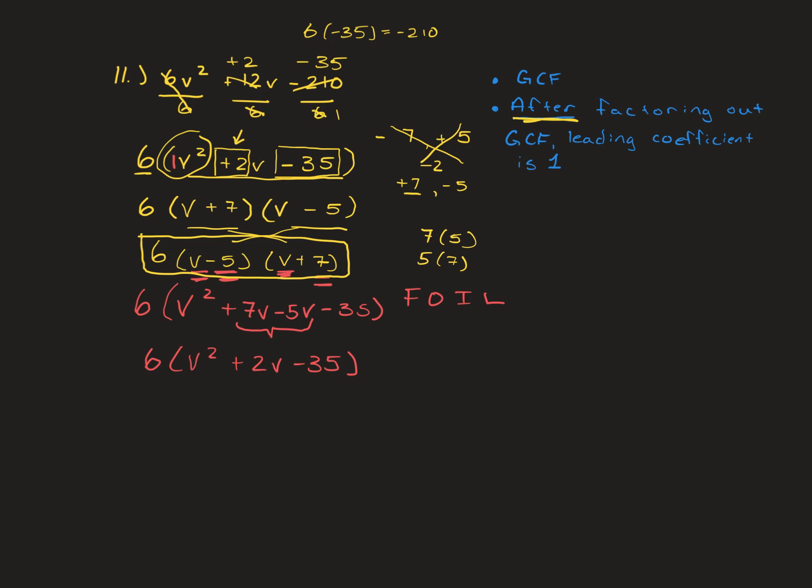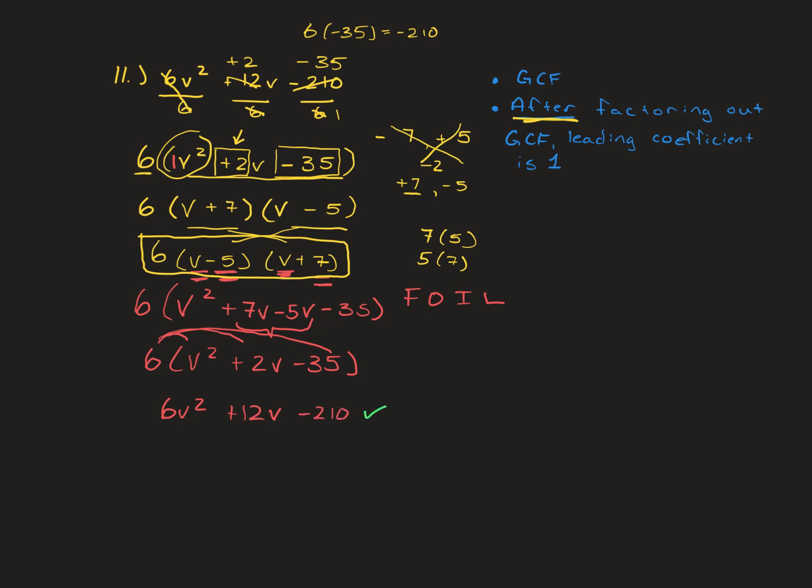But the steps in red are me checking my answer to go, okay, well, I think that's it. I'm just going to verify now by working backwards. So last but not least, I have that 6 outside. I'm going to work it back in to see my answer. I'm going to distribute it to each one of those. So 6 times v squared is 6v squared. 6 times positive 2v is a positive 12v, and 6 times negative 35 is negative 210.